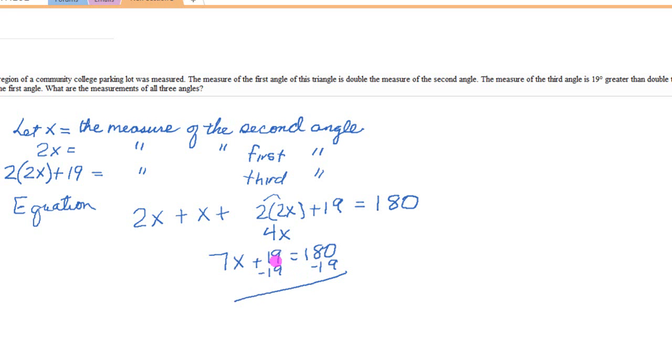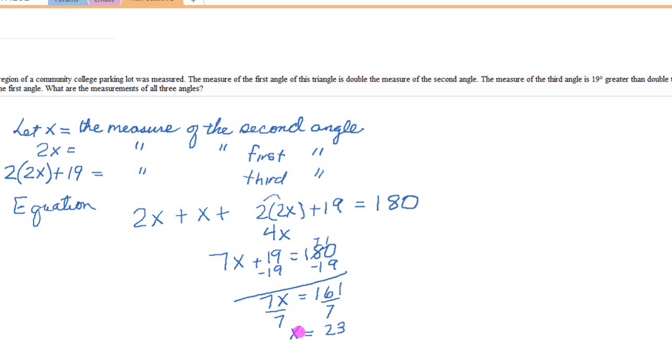Subtracting 19 makes it 0. And then over here we get 161. That equals 7x. And then we're going to divide by 7 so that we can get that x alone. So divide both sides by 7. So x is equal to, 7 goes into 16 twice, 14, 2 left over, so 23. 23 times 7 is 161.